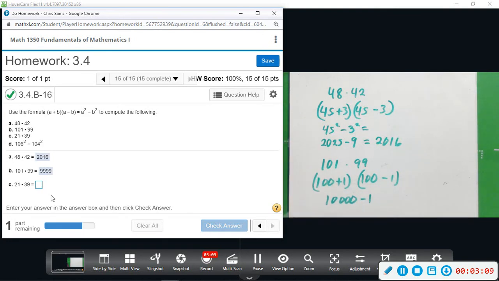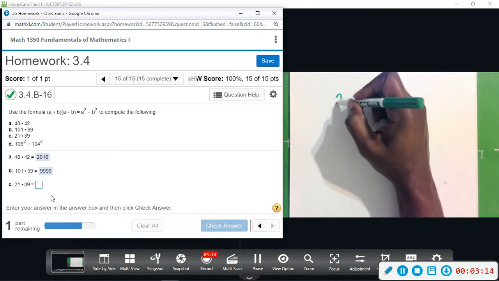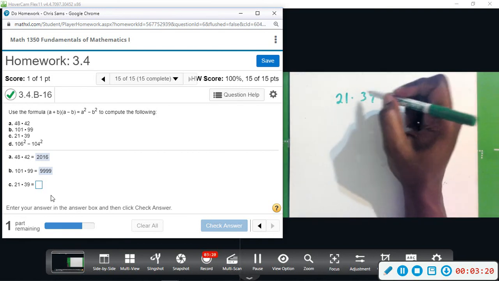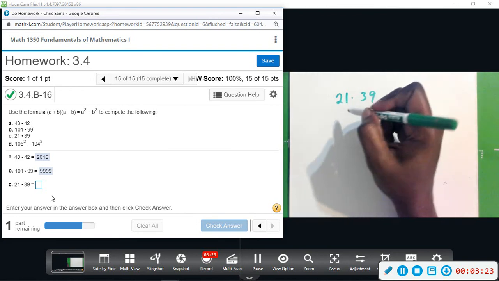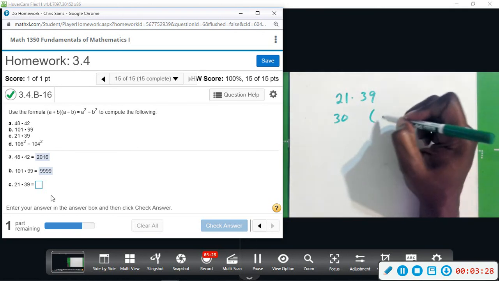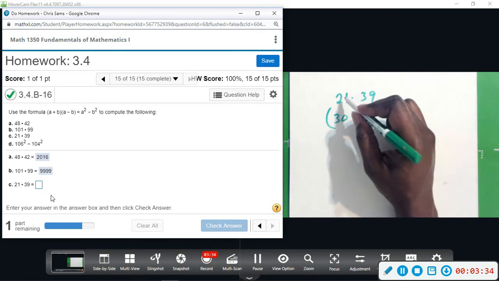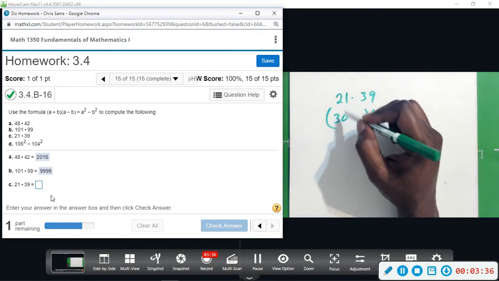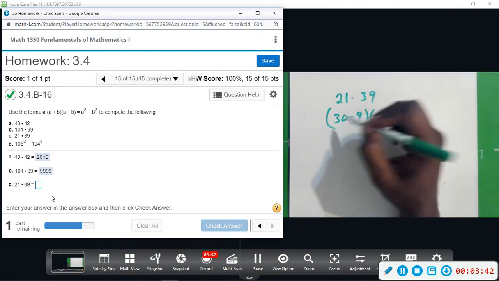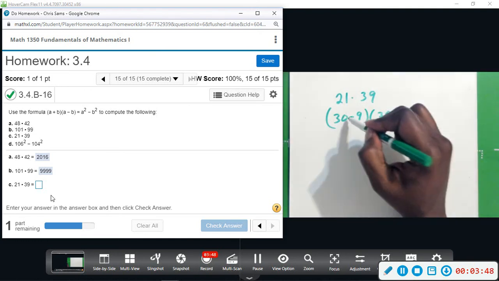Alright, with 21 and 39. So I will imagine adding the 21 and 39 together, and that will give us 60, and 60 divided by 2 is 30. So I want to write each of these in terms of 30. So to go backwards from 30 to 21, we have to subtract 9. And on this side, we have to add 9 to go from 30 to 39. So this is 21, this is 39.